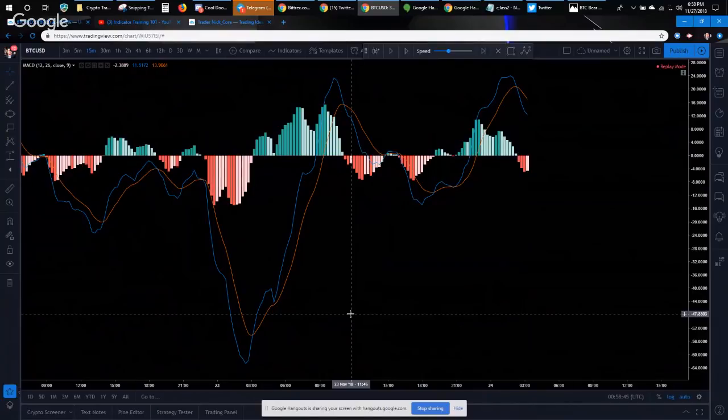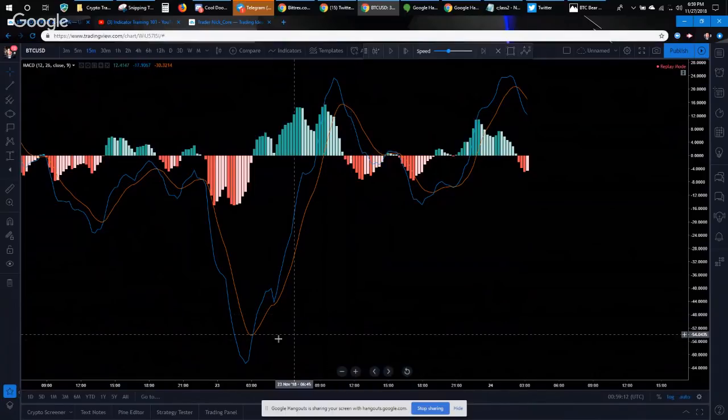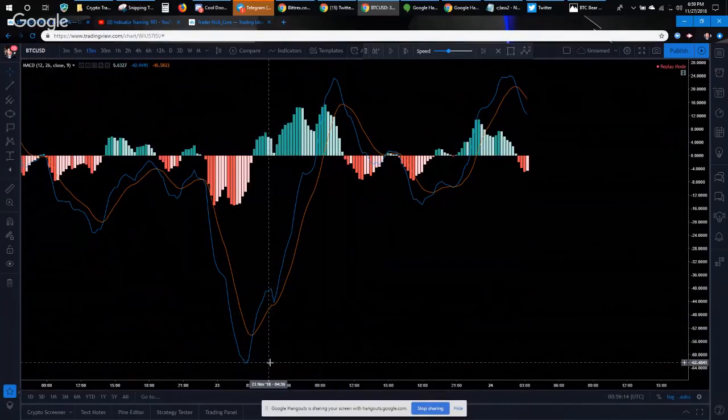But basically, it's a trend following momentum indicator, similar to the stochastic and RSI. And it shows the relationship between two moving averages of a security, asset, or crypto's price. The MACD is calculated by subtracting the 26-period exponential moving average from the 12-period EMA. The result of the calculation is the MACD line. A 9-day EMA of the MACD, called the signal line, is then plotted on top of the MACD line, which can function as a trigger for buy and sell signals.